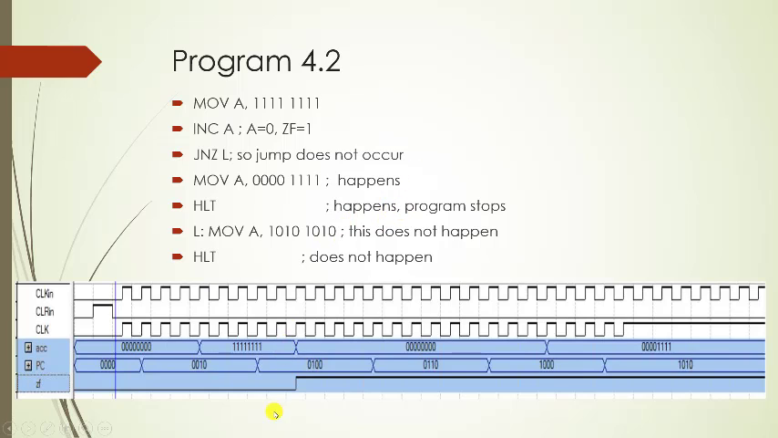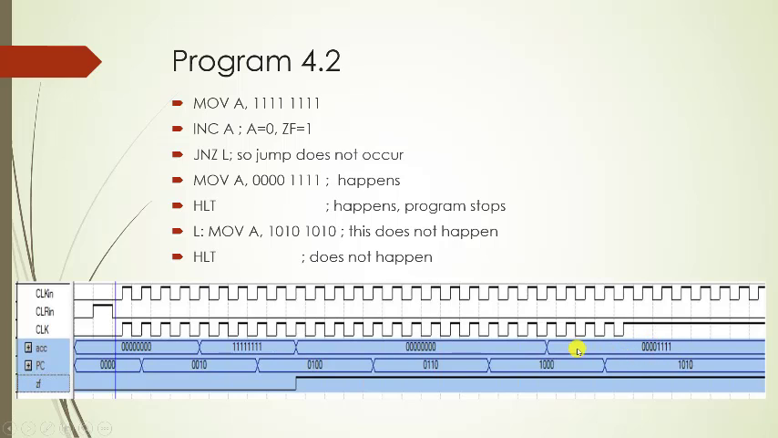Now we can see that this happens. In the accumulator we can see that firstly all ones are stored, and then when we increment its value, it becomes all 0 and the 0 flag goes up. So now the jump not 0 command will not occur and the program moves serially. So now the move A 0 0 0 0 1 1 1 1 happens. Here we can see that this occurred.